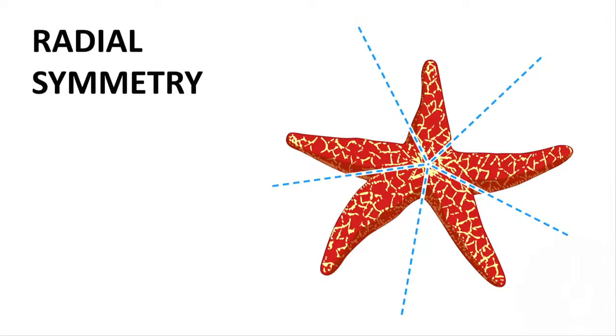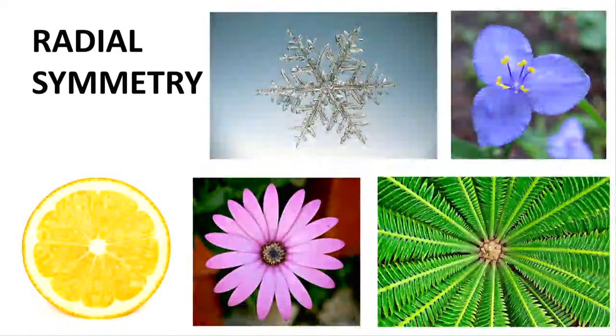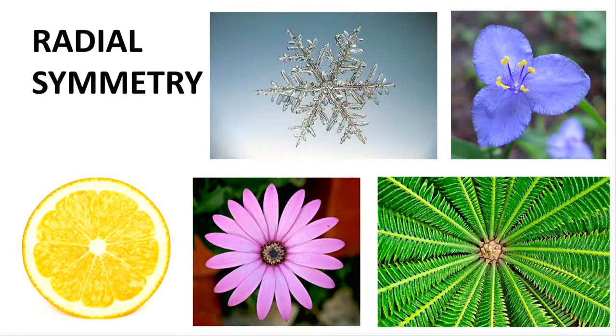And there's also radial symmetry, for example the starfish. We also see radial symmetry in other natural organisms, as well as other phenomena like snowflakes. But you look at this spiderwort flower in the upper right.